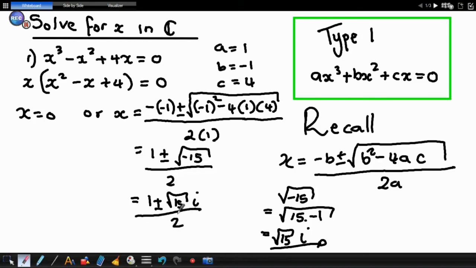Guys, we cannot simplify this any further, so we will leave it like this. And that's your answer, guys. So you have x is equal to 0, and then x is equal to 1 plus or minus the square root of 15i over 2.